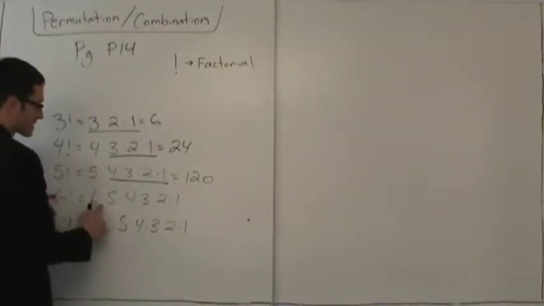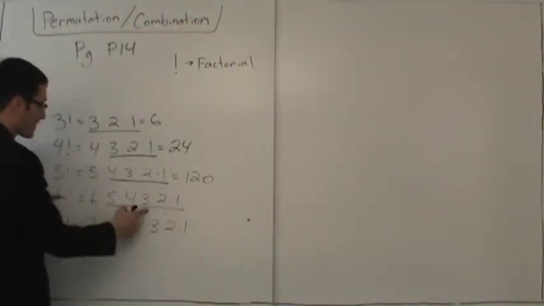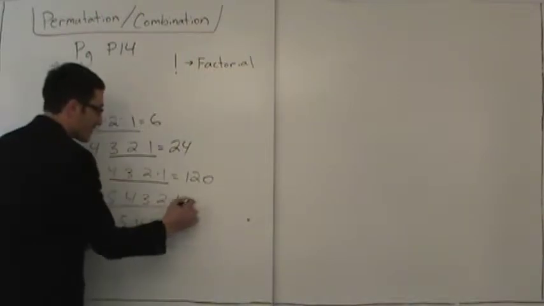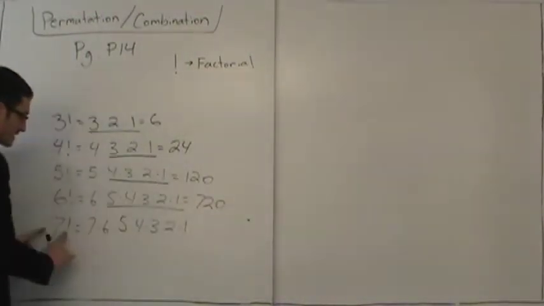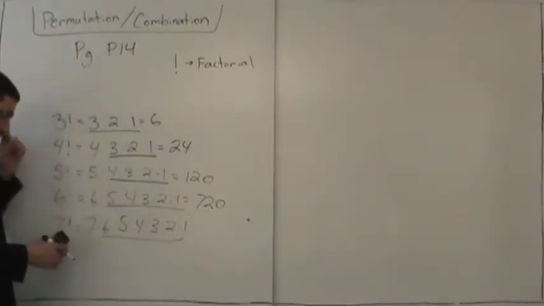6 factorial, 6 times 5 times 4 times 3 times 2 times 1. Do you guys see 5 factorial times 6? You have 120 as 5 factorial, times 6 is 720. In 7 factorial, do you see 6 factorial?